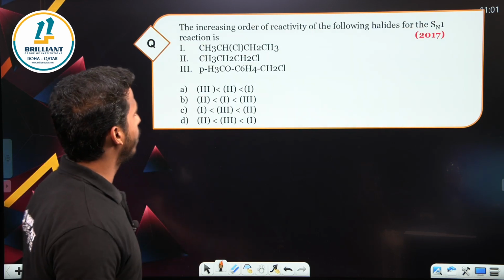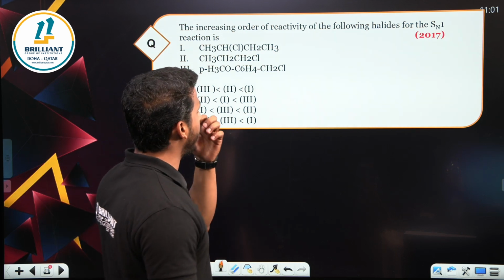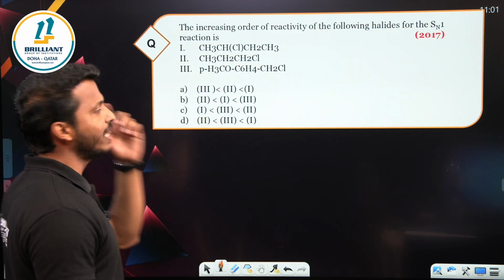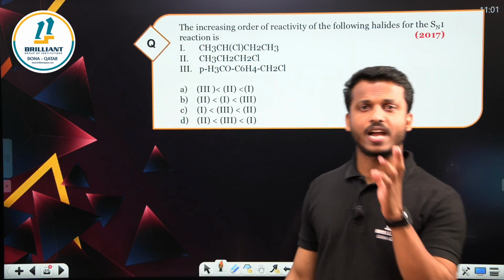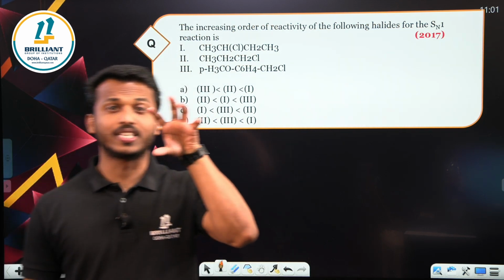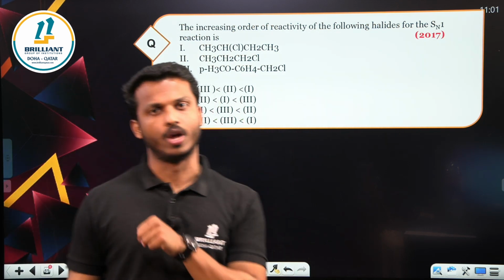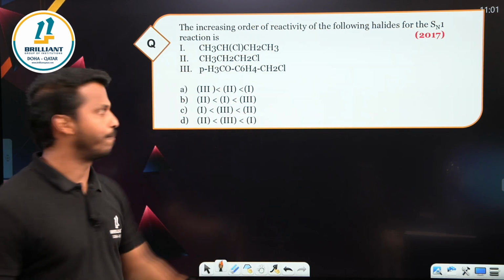Next one, the question is from 2017. Increasing order of reactivity of the following halides for SN1 reaction. Dear all, if they're asking the SN1 reaction reactivity order, you have to concentrate on the stability of the carbocation, which is the most stable carbocation. You check where more reaction happens.